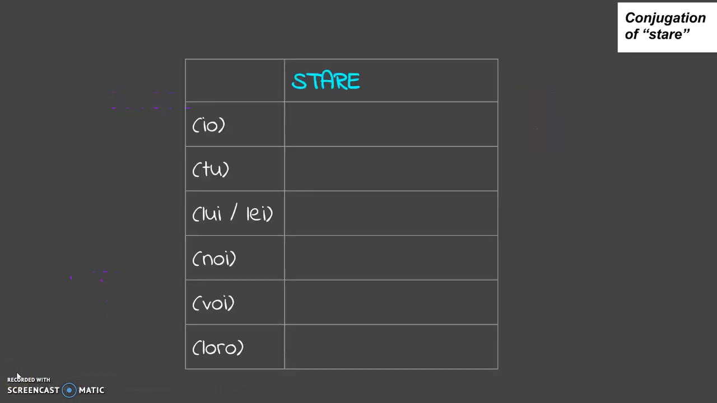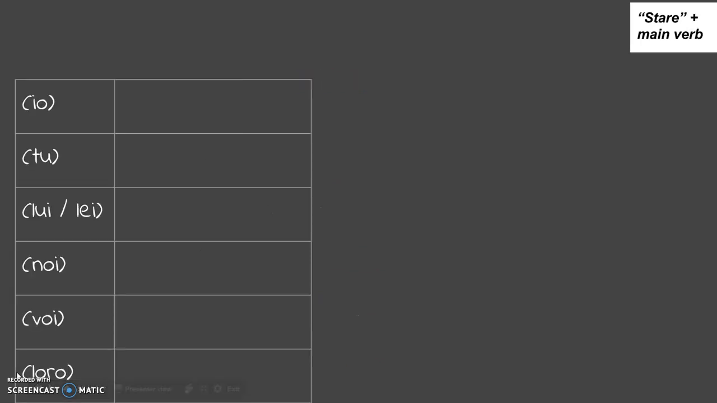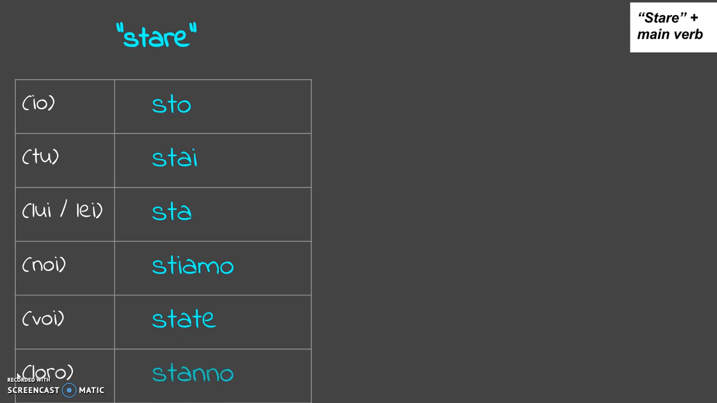So stare is the verb that we need to use with the gerundio. So it works like this: io sto, tu stai, lui lei sta, noi stiamo, voi state, loro stanno. So getting back to our formula, we need the appropriate form of the verb stare. So sto, stai, sta, stiamo, state, stanno, plus the gerund form of the main verb.